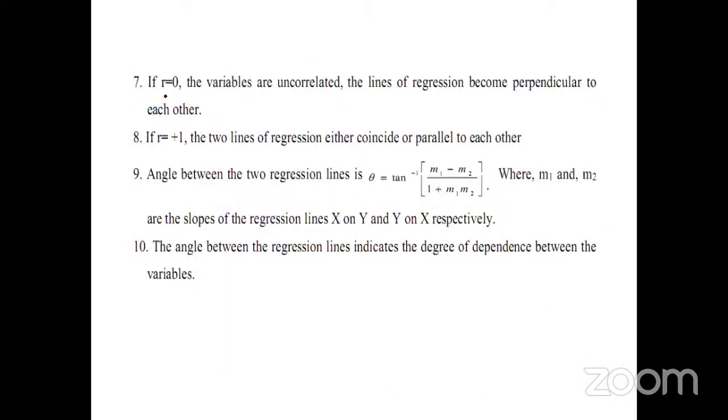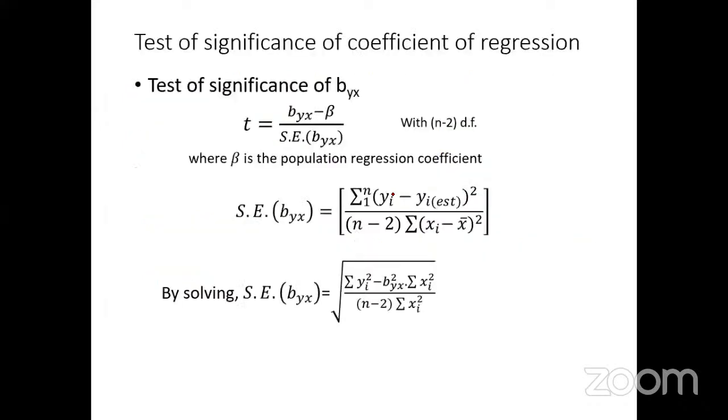When you are talking about the correlation, if r is equal to 0, it means your lines of regression are perpendicular to each other. If r is equal to plus 1, then both lines are parallel to each other. And when you are considering the angle between these two regression lines, we use this formula to understand the degree of angle between the two regression lines. Those are the properties we need to consider while studying regression analysis, and based on these properties, a number of questions may arise in the examination.